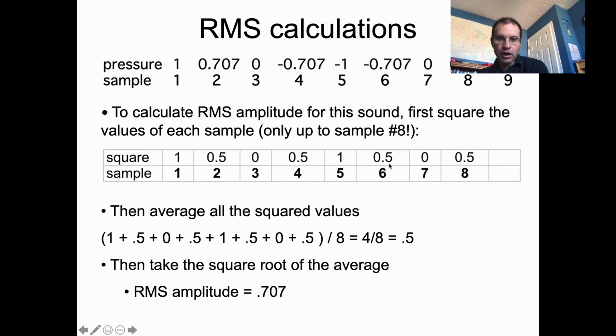So if you do that for all of the 8 sample values in that first cycle, or that first repetition of this waveform, you get 1 for the first sample, 1/2 for samples 2, 4, 6, and 8, and then you also get 1 for sample 5. And then what you do after you square all those is that you want to average those squared values. So you take the sum, adding up all the square values, and then you divide that by the number of squared values to get the average, which is 4, the sum of 1 plus 1/2 plus 1/2 plus 1 plus 1/2 plus 1/2. Divide that by 8 and you get an average value of 1/2.